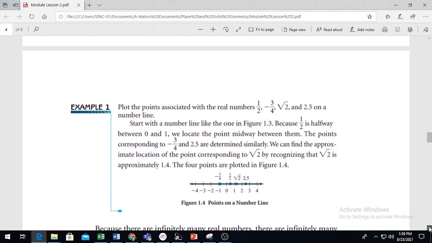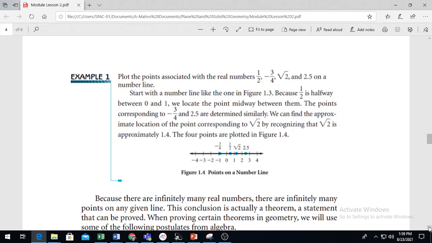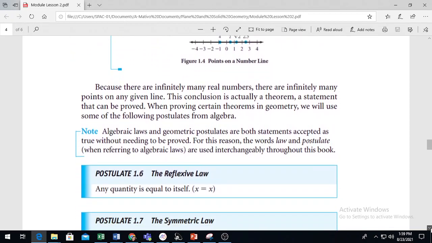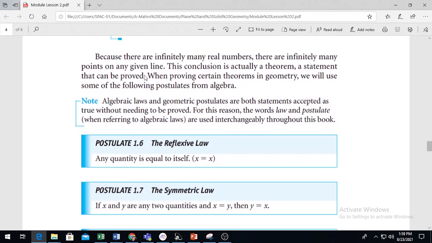So example, plot the points associated with the real numbers 1/2, -3/4, square root of 2, and 2.5 on a number line. They are all in the number line. So tanang numbers na dara sa number line, you can plot them just as in figure 1.4. Let's proceed. Because there are infinitely many real numbers, there are infinitely many points on any given line. This conclusion is actually a theorem, a statement that can be proved. When proving certain theorems in geometry, we will use some of the following postulates from algebra.